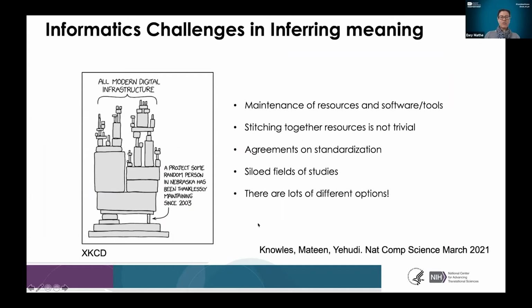So I want to end here with talking a little bit about what our challenges are in terms of inferring meaning. And recently, there was a great paper that came out this month in Nature Computational Science, and it really articulated very clearly the issue of maintenance and how funding mechanisms make it very difficult for the open source community to create maintainable tools and resources. And they referenced this XKCD cartoon, which I thought was great.